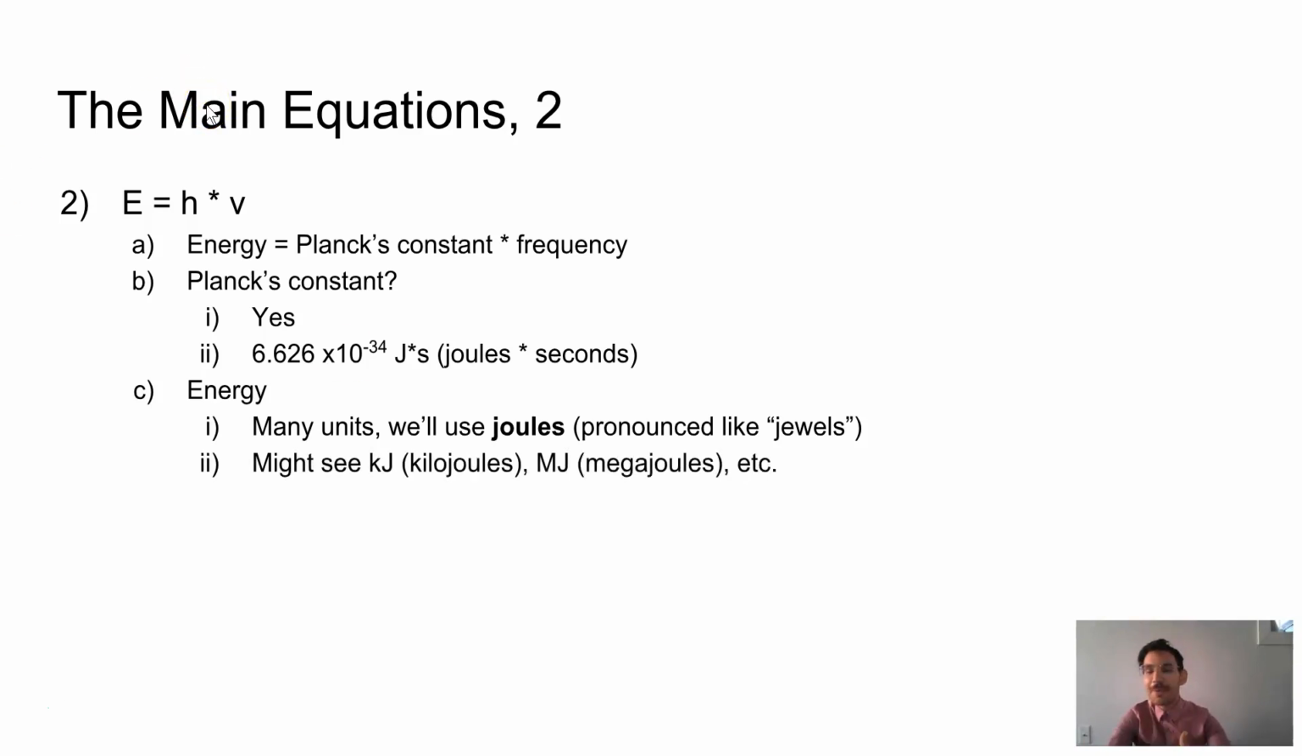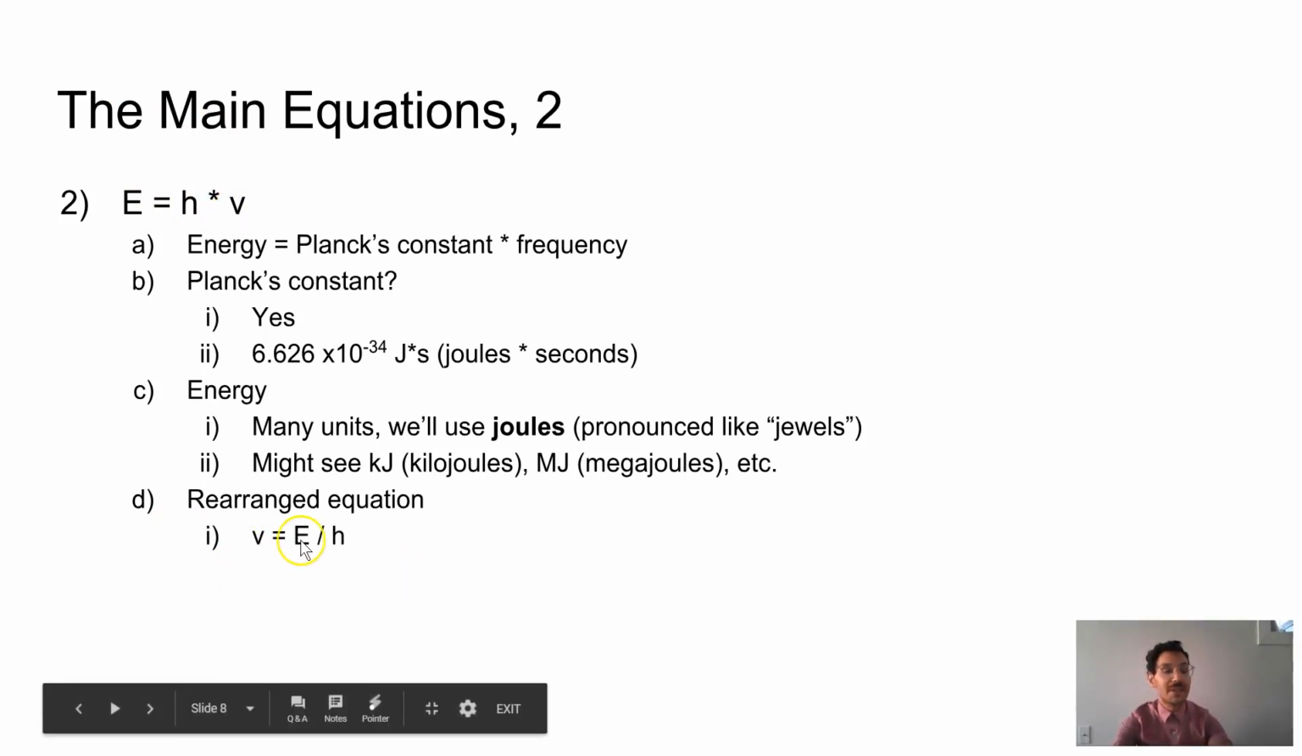And so occasionally we may see some other versions of joules like kilojoules or megajoules come up, but joules are the main unit that we are going to use when we are talking about energy. So we can also rearrange this equation here. If we wanted to solve for frequency instead of energy, we can rearrange this so that frequency is equal to energy divided by Planck's constant.